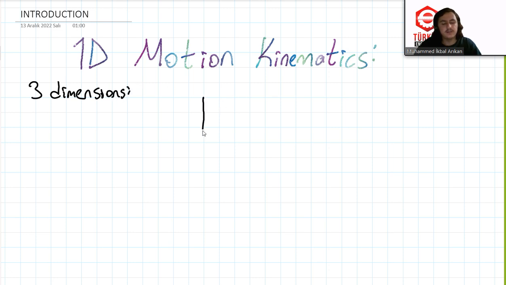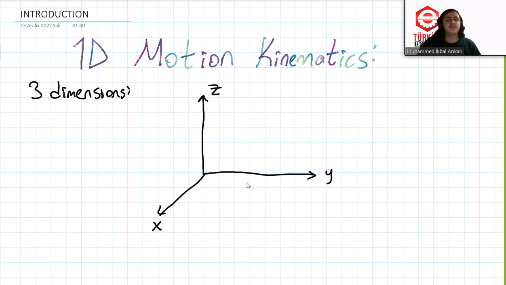Let's sketch our coordinates to understand them more. So we have the y-axis, the x-axis, and the z-axis. We cannot have more than three dimensions in this space. In physics, we have only three dimensions, and motion cannot happen in more than three dimensions. But it can happen in three dimensions, two dimensions, or one dimension. So we will start with only one-dimensional kinematics.